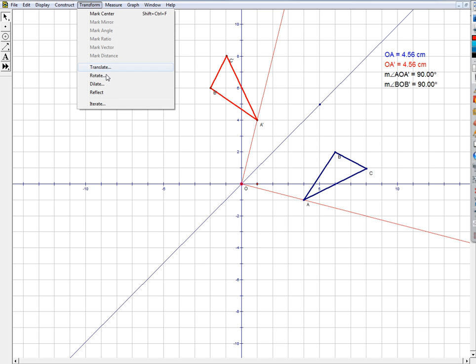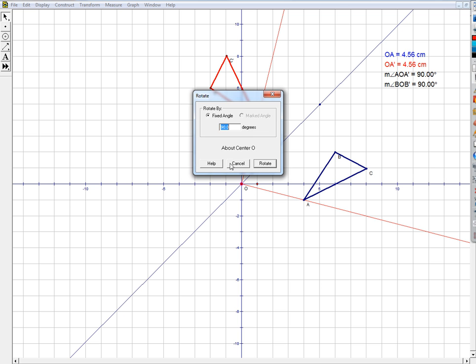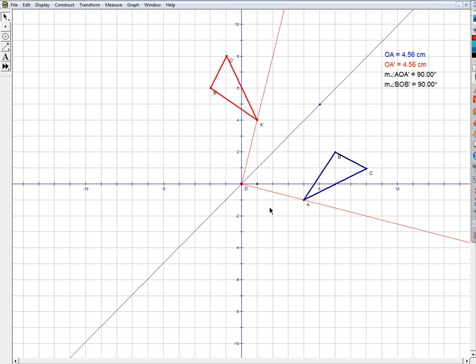Let's see if I can rotate that. I'm just curious. Oh, it did it. Okay. As long as I drag a point on top of the center, it did rotate it. And where did it end up? Same place. Yeah. Pretty boring. That's pretty lame.